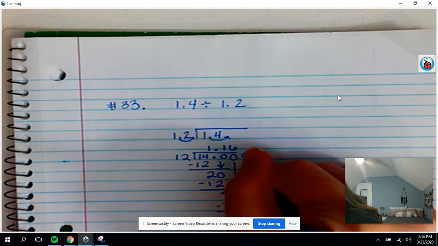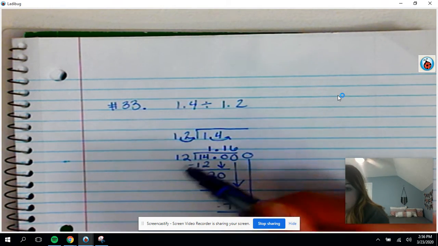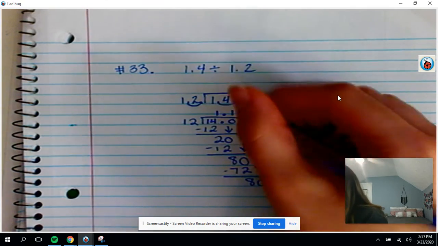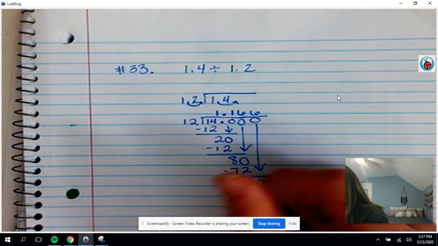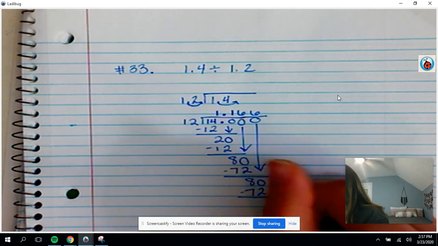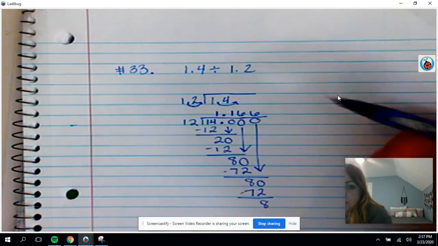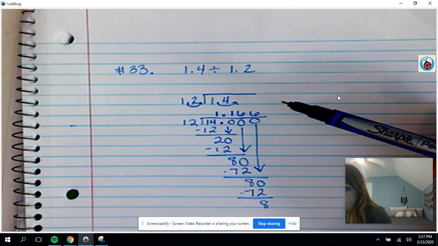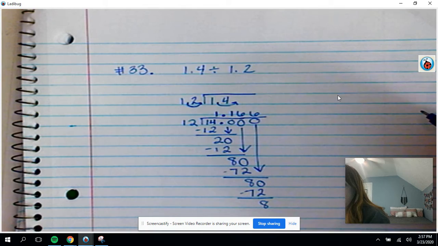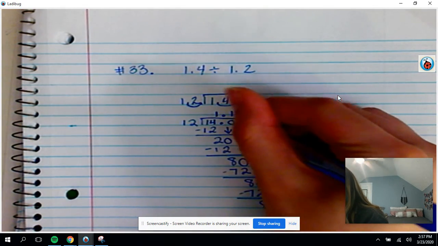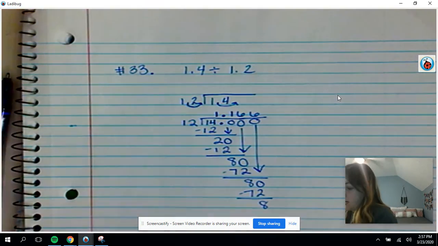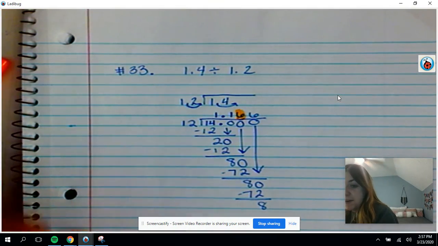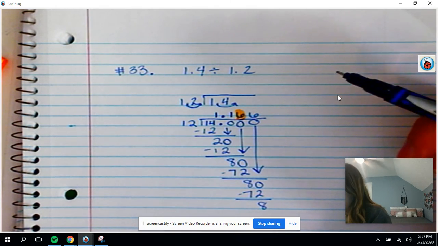So if I added another 0 and brought it down, it's going to be this cycle of 12 goes into 80 six times. That is 72. I've got a remainder of 8 again. Okay, so since this is going to be repeating, and the directions in the book said about carrying it to the hundredths place, which would be this second spot right here. That's your hundredths place. So to me, what that means is you're going to round it to the hundredths place.